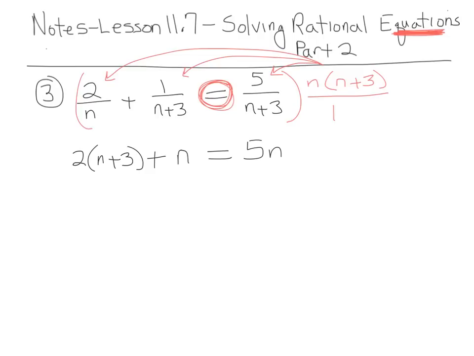Okay, you just eliminated all the fractions. Makes this problem so easy. This is stuff you learned in pre-algebra now. Distribute. You'll get 2n plus 6 plus 1n equals 5n.